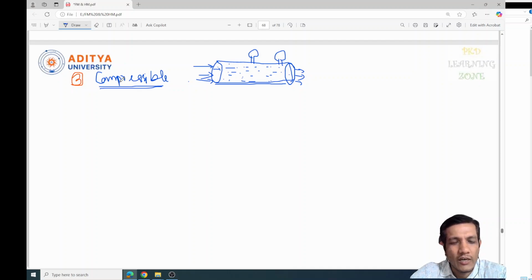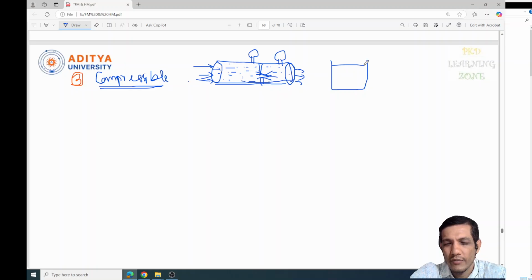Now, compressible fluid means what? When the fluid is ready to compress, and you put an obstacle here, or some kind of orifice meter in the middle, you can see there is a change in the fluid, and it is going to compress. So this is one example of compressible. Another example I can show you: suppose we take a container here, a simple example of this.